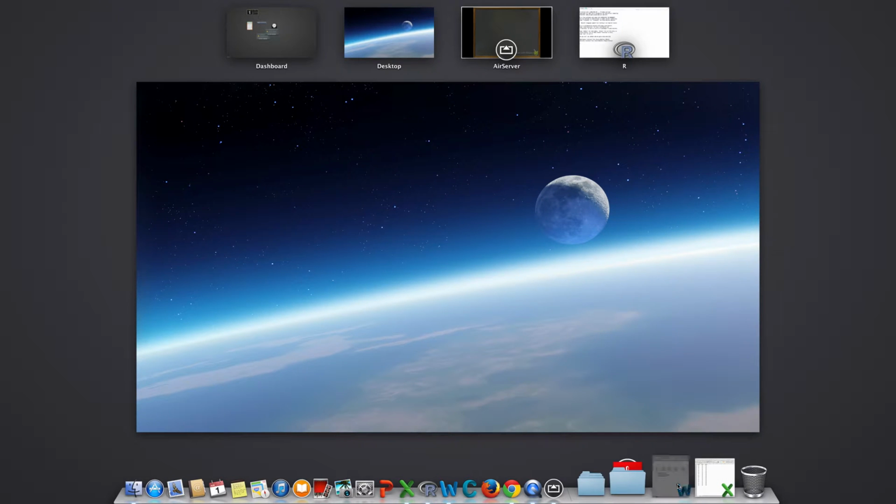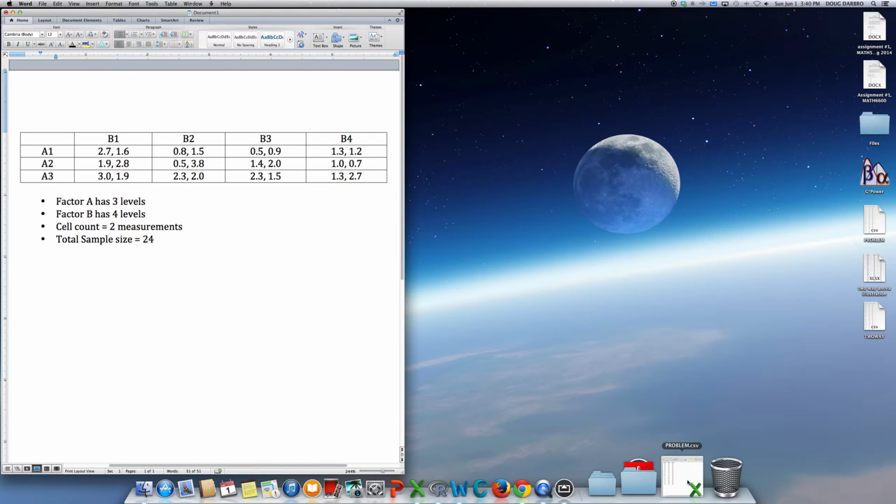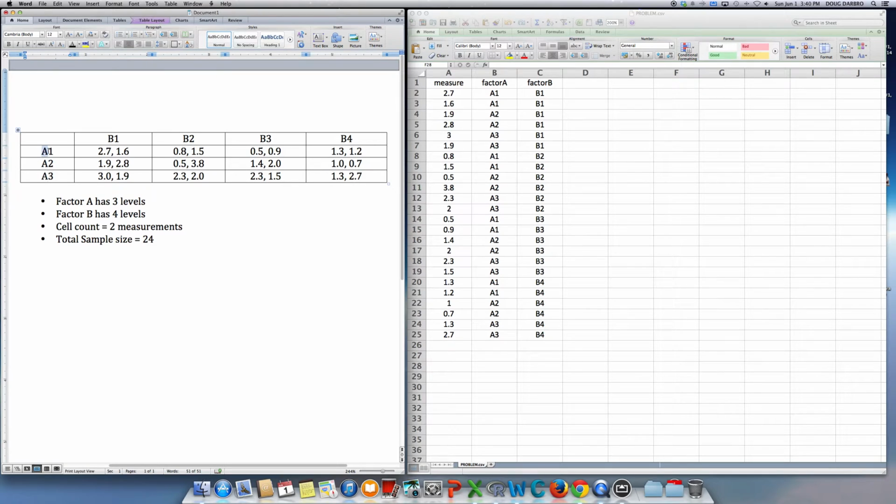So what I've done down here is I have my data set. And I have no earthly idea why my computer is not working. There we go. So I've got my data, which is given like this, in cell format. So we've got two factors: factor A and factor B. Factor A has 3 levels, and of course factor B has 4 levels. This is a balanced design because each cell count is 2. And we have a total sample size, obviously, of 24.